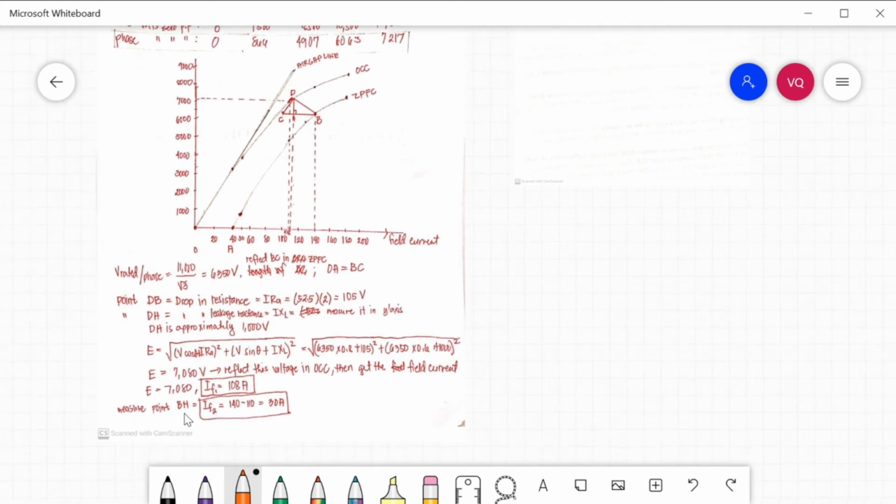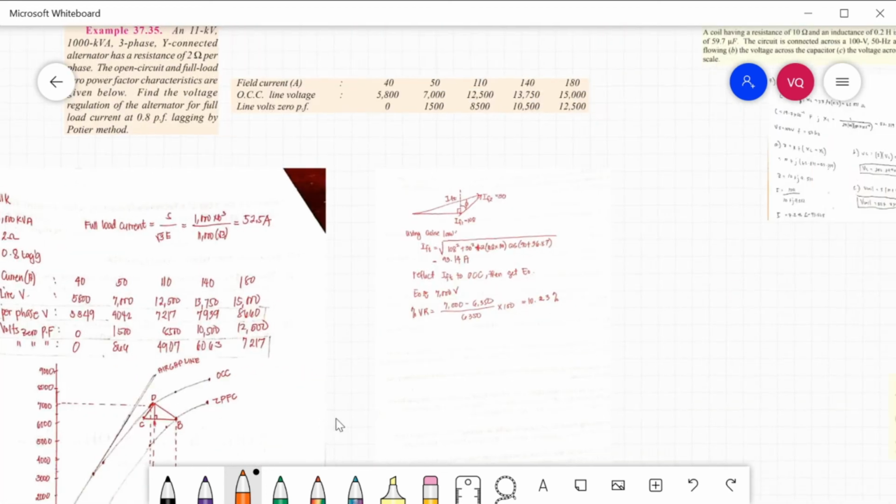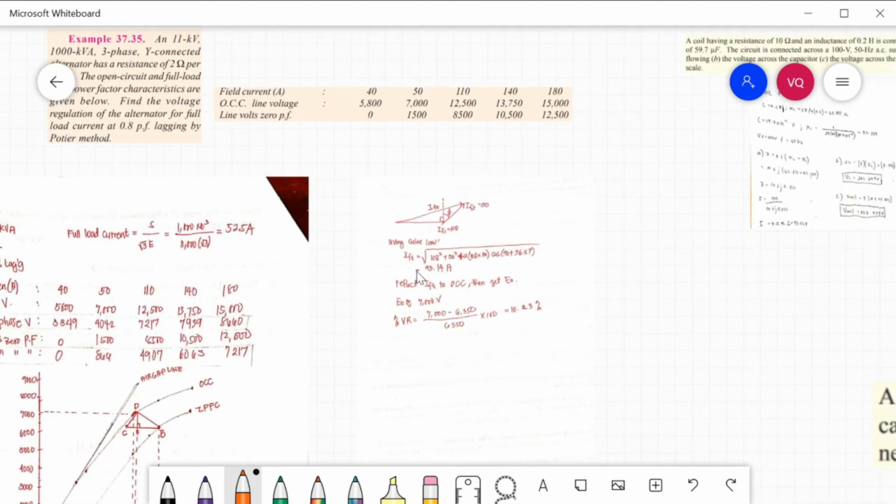Measure point BH, this one, point B and H. That will give you the value of your field current 2. So 140 minus 110 is equal to 30 amperes. After getting IF1 and IF2, you are now going to solve for IFT.